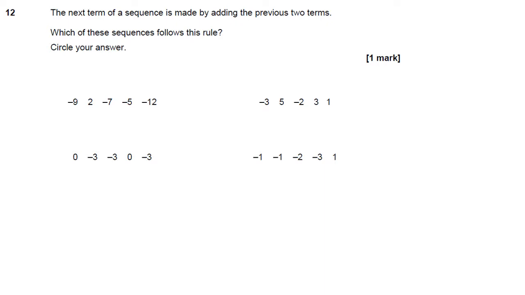Question 12. A sequence is formed where every number is made by adding the previous two terms. This is known as a Fibonacci sequence.